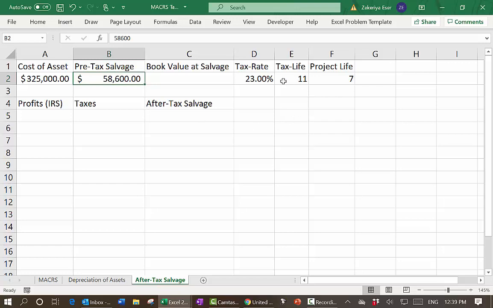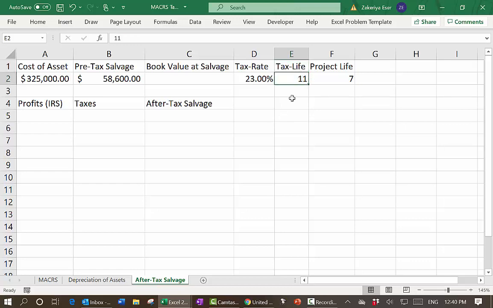$58,600. Tax rate is 23% for your bracket, and I'm going to assume that this has a tax life of 11 years, and we're going to do 10-year MACRS. Now, first and foremost, I do need to calculate book value at the salvage time.